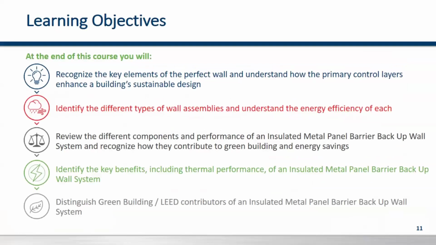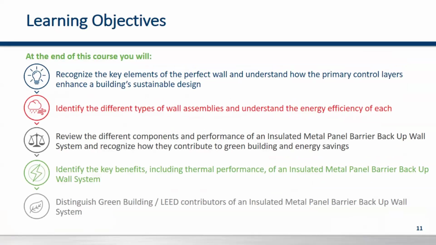Our learning objectives for today: we are going to recognize the key elements of a perfect wall. There are multiple types of materials used out there to create a perfect wall, and we're going to explain a little bit about each of the different types of construction, and then ultimately get into what the barrier backup systems are. We're going to identify the different types of wall assemblies and the efficiencies of them.